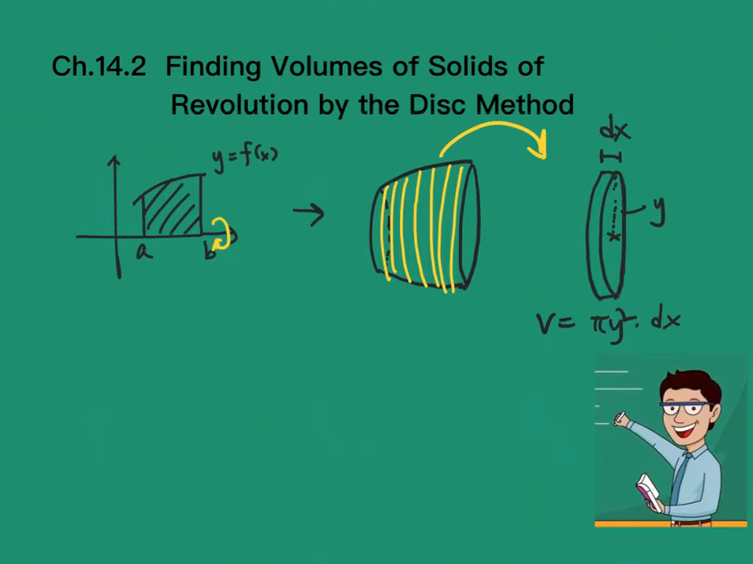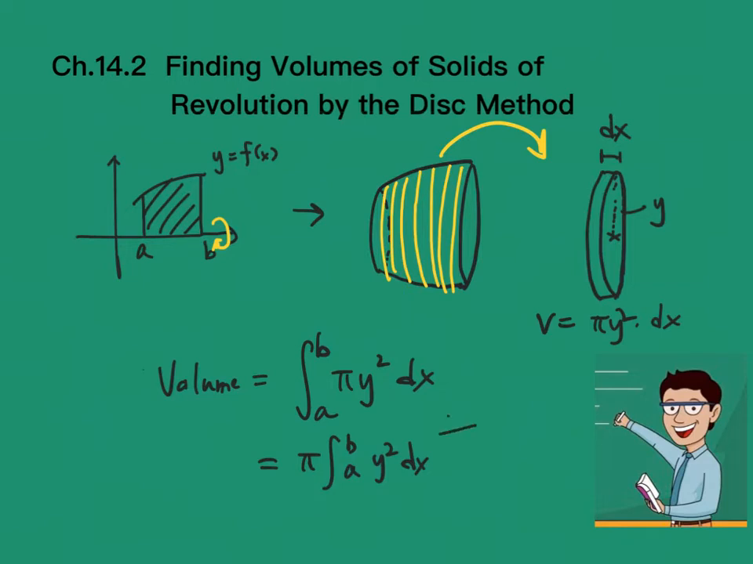And remember, there are many slices for this 3D figure, and integration can help us sum up all these small parts. Therefore, the total volume equals the volume of one slice summed up from a to b. And of course, the constant pi you can take out. Therefore, the volume is the integration of the curve squared within a to b, times pi.